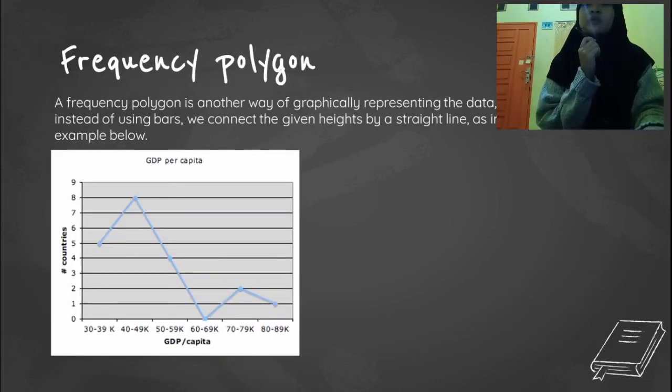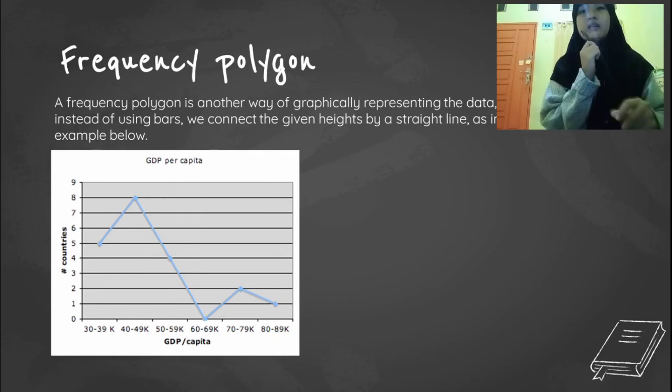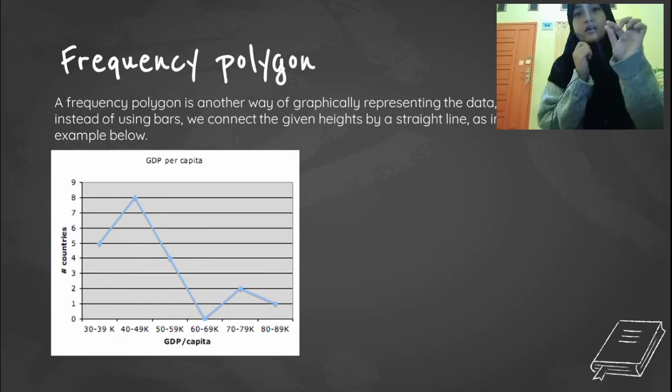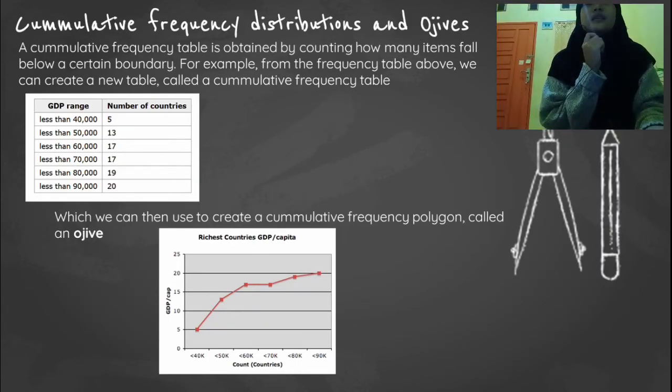The next one, frequency polygon, is another way of graphically representing the data where, instead of using bars, we connect the given heights by straight lines. This means that for the GDP and the countries, the points are connected with a straight line. For example, like this.